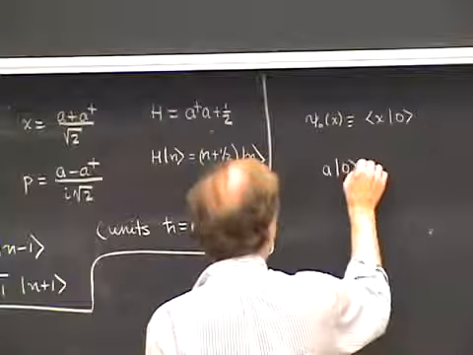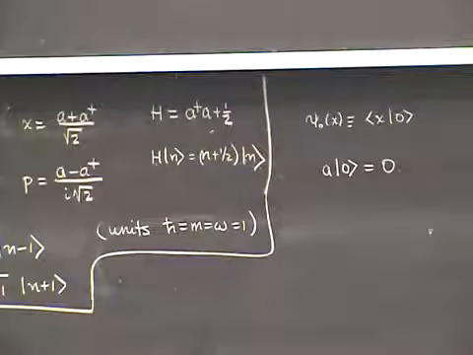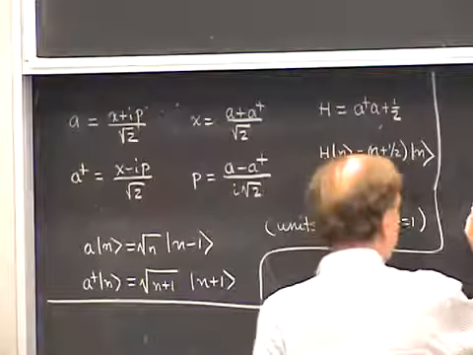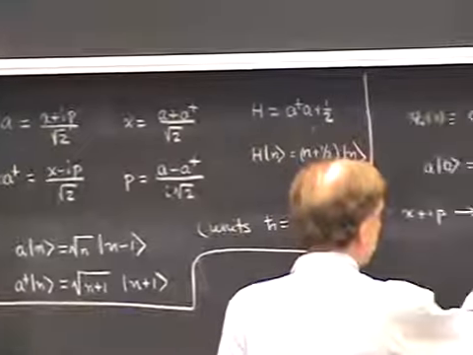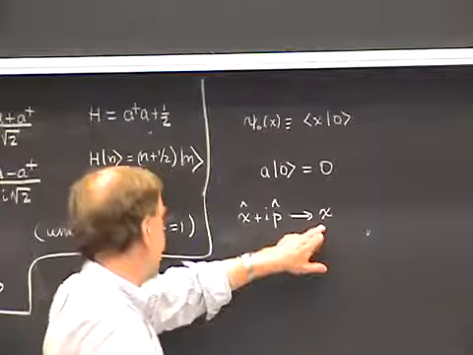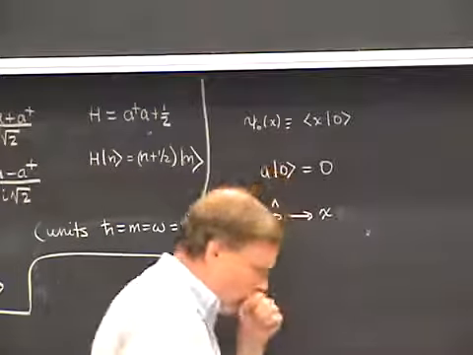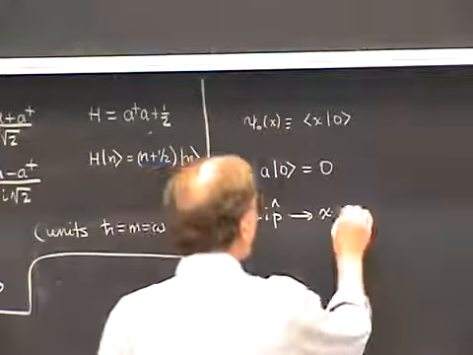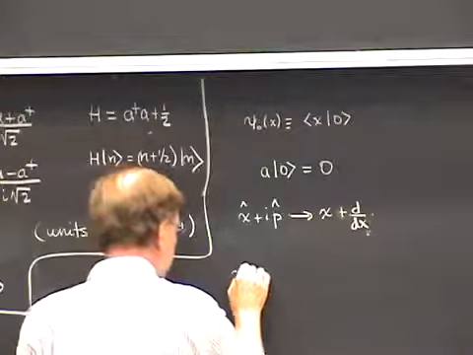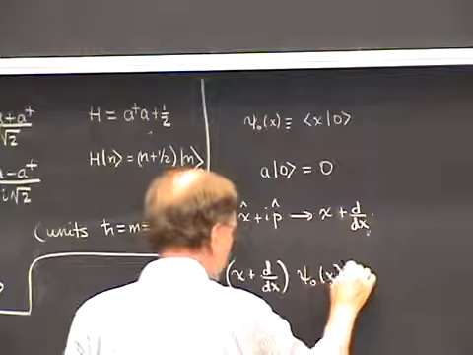Well, this follows easily from the fact that the annihilation operator acting on the ground state annihilates. It just gives you 0. The annihilation operator, however, is x plus ip over square root of 2. And if we put that in the wave function language, let's put hats on this and emphasize these are operators. X goes into multiplication by x, p goes into minus i d/dx. So, as an operator acting on the wave functions, this goes into x plus d/dx. And therefore, the ground state wave function satisfies the differential equation that x plus d/dx, acting on psi 0 of x, is equal to 0.